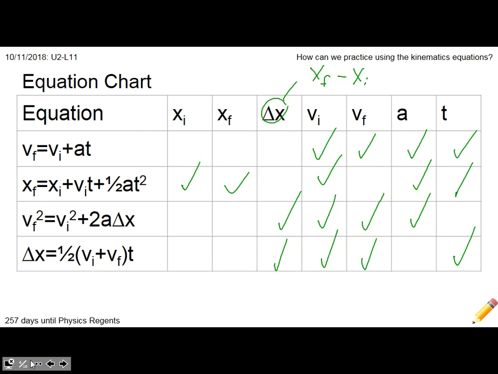Yeah. Perfect. So mark off those checks. So this gives you an idea of which equation you would want to use depending on what you know and what you're trying to solve for, right? And we're going to do an example together, and then that's what you're going to work on in your groups.